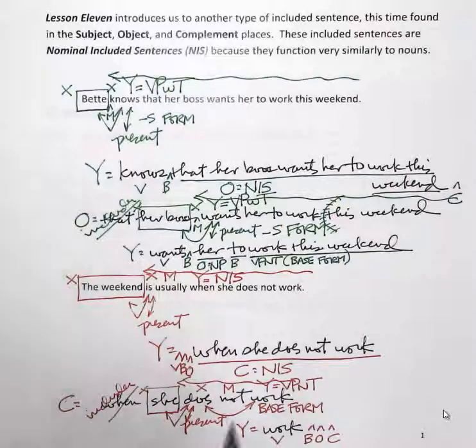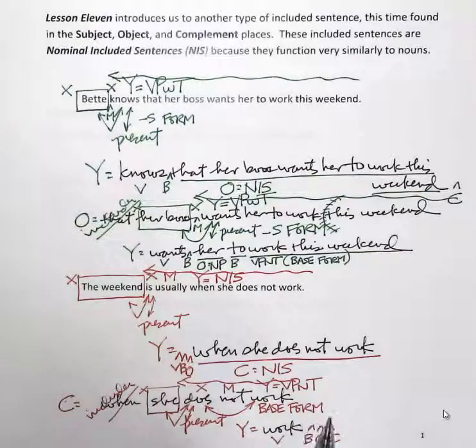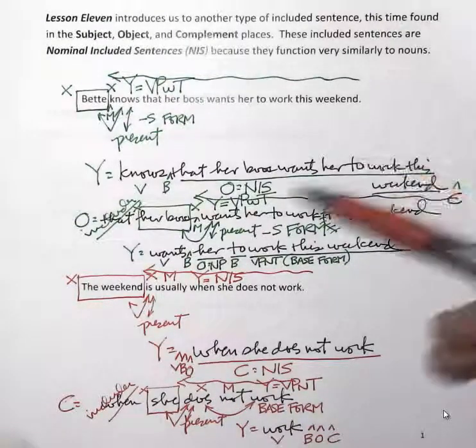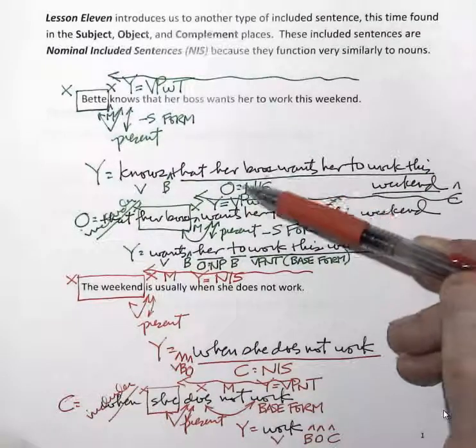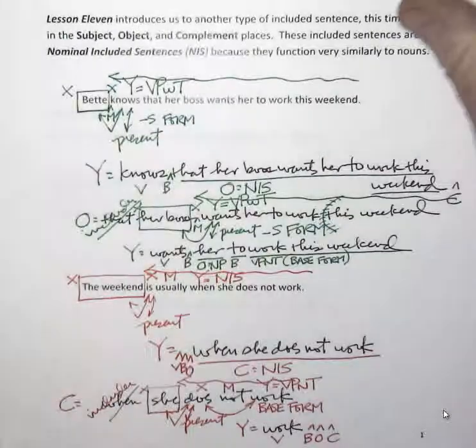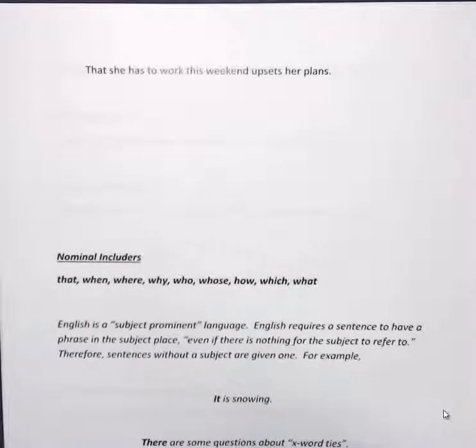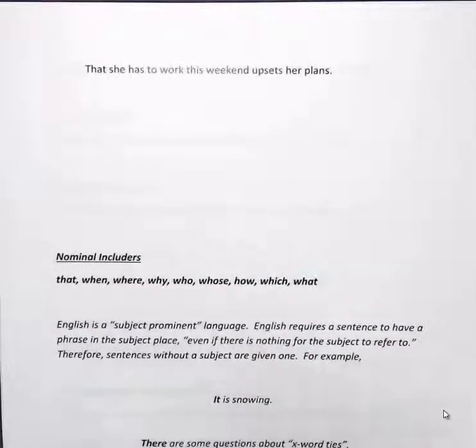Now, why is this a nominal included sentence? Because it's in the Y, in the complement place. There it is, in the complement place. In our first sentence, we had a nominal included sentence because it was found in the object place. Let's continue, because the best way to see what's really going on is through examples. It's much, much clearer.